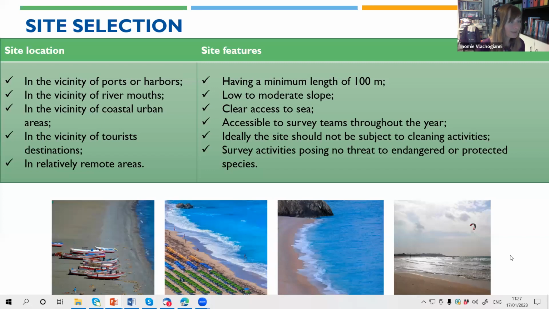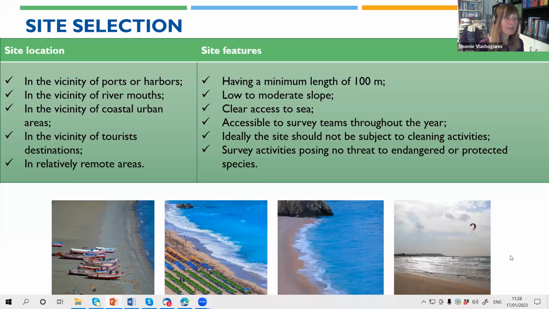So regarding the site selection criteria, a lot of these criteria are relevant for all types of marine litter monitoring that you will be hearing about today throughout this webinar. And for beaches in particular, we are including sites that are in the vicinity of ports or harbors, river mouths or coastal urban areas, tourist destinations, and also relatively remote areas. On the one hand, in order to see whether these remote areas have been impacted, and on the other hand, to use these remote areas perhaps as reference sites.